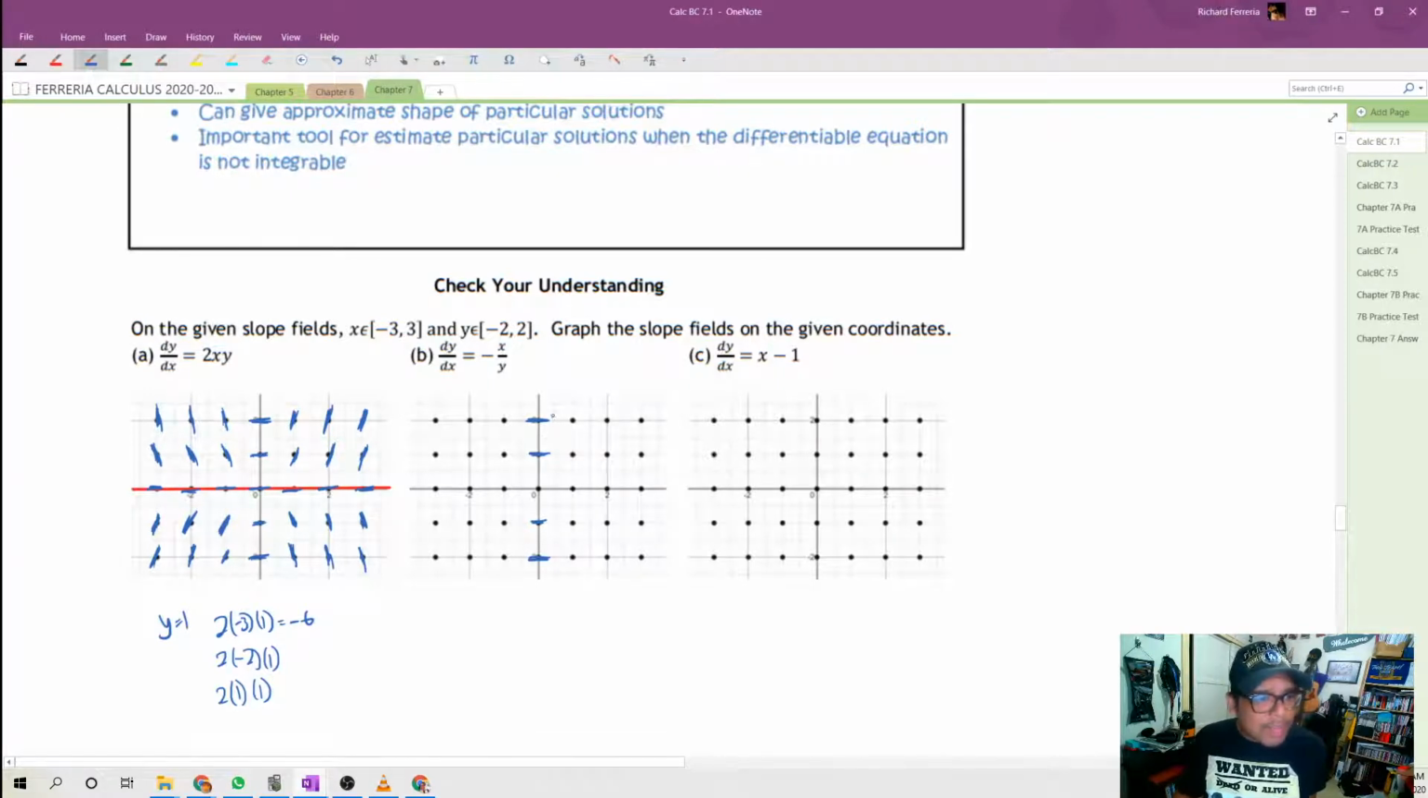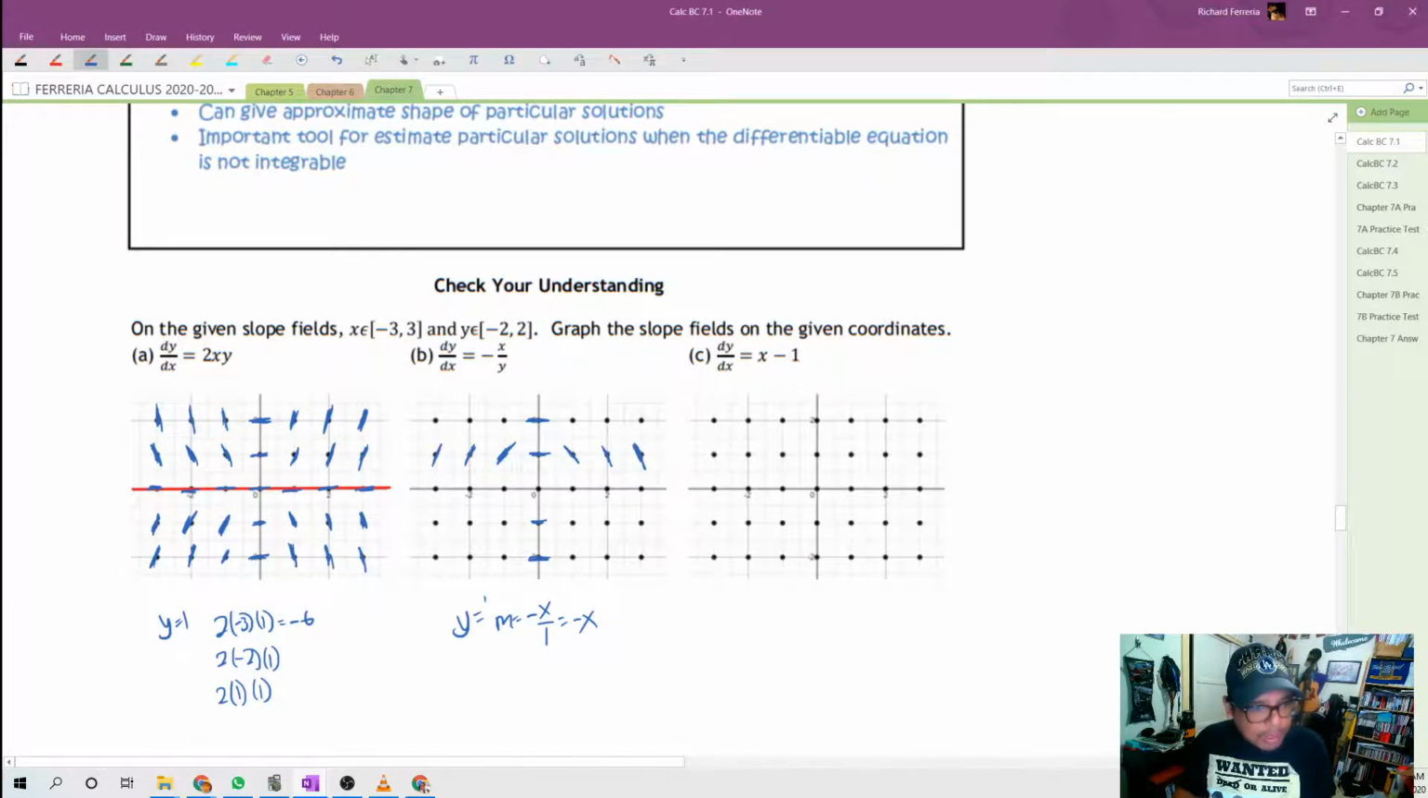Okay, let's see. What happens when the y-coordinate is 1? If the y-coordinate is 1, then the slope is going to be -x over 1, which is just a negative x-coordinate. So if the x-coordinate here is -1, the slope is going to be +1. The x-coordinate here is -2, so the slope is going to be +2. The x-coordinate here is -3, so the slope is going to be +3. And all the way down across there.